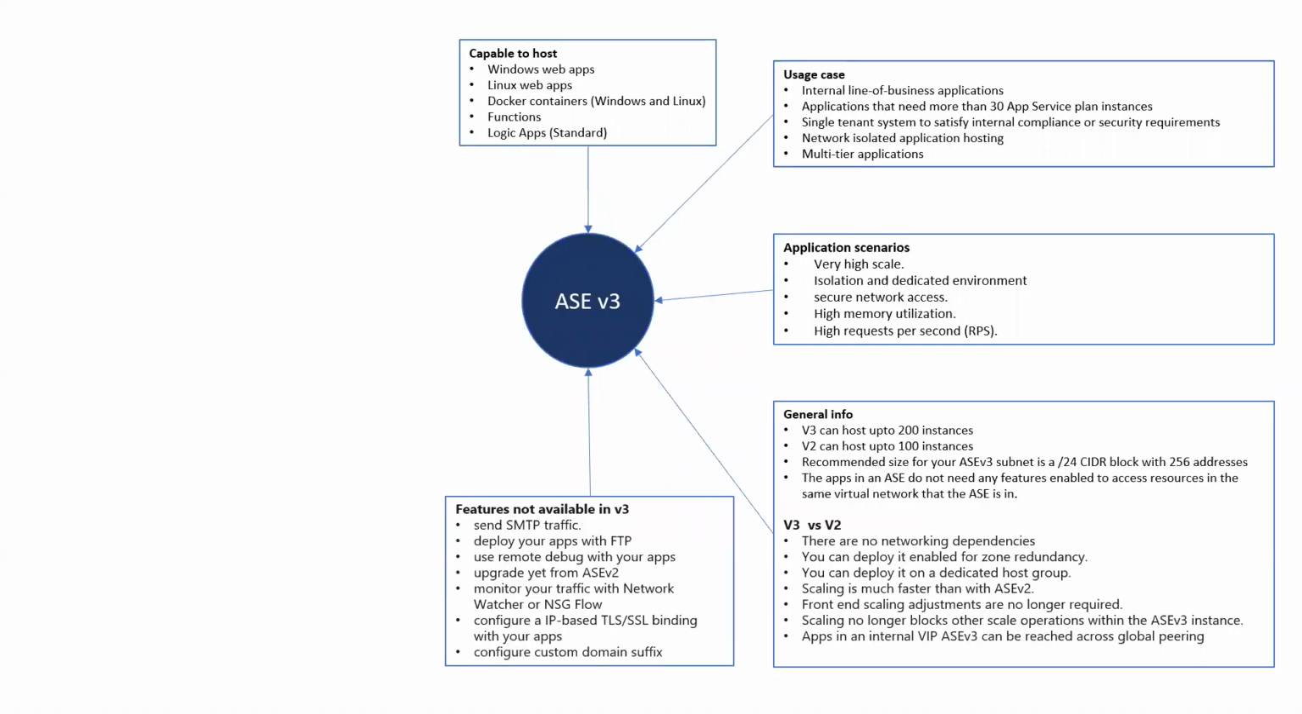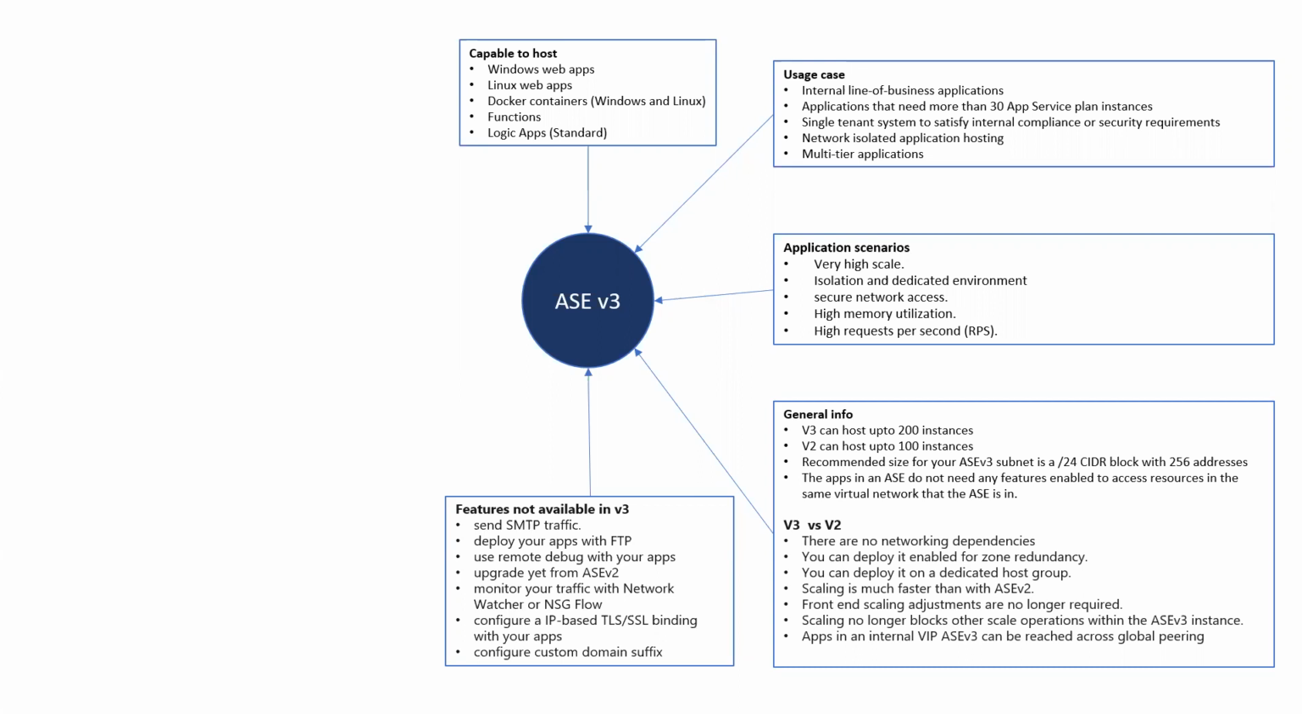Now let's take a look at some of the features not available in v3. Microsoft has terminated some of the features. You cannot send SMTP traffic from the app service environment, and you cannot deploy apps using FTP. I think that makes sense, as you may not be using FTP for hosting applications. The next one is remote debugging. This feature was available in app service environment v2, but is not available in v3 anymore.